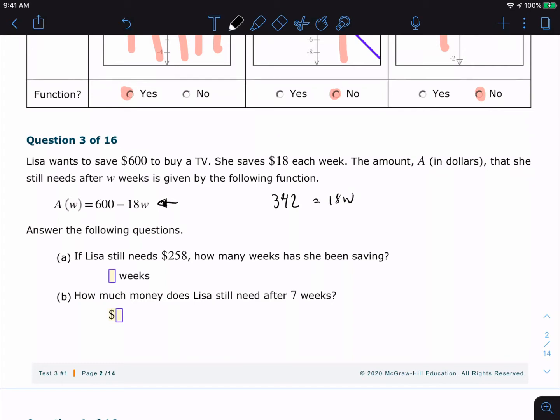Does that make sense? Because that amount's going to come from 600 minus 258, which is going to give us the 342 that she has already paid. Right? And so that 342 divided by the $18 should give us, she's been doing this for 19 weeks. And so this would be 19. Do you guys understand how I got the 342?